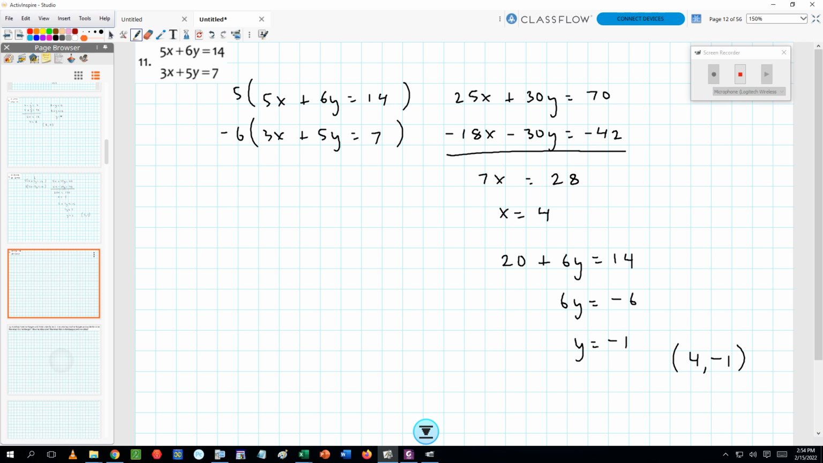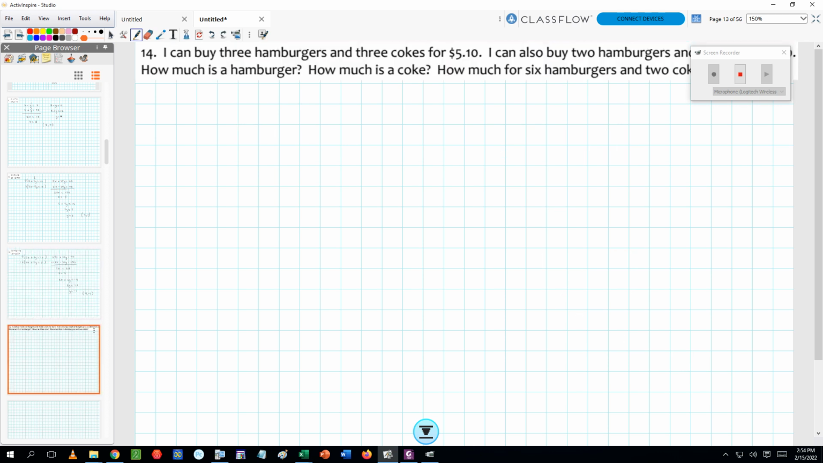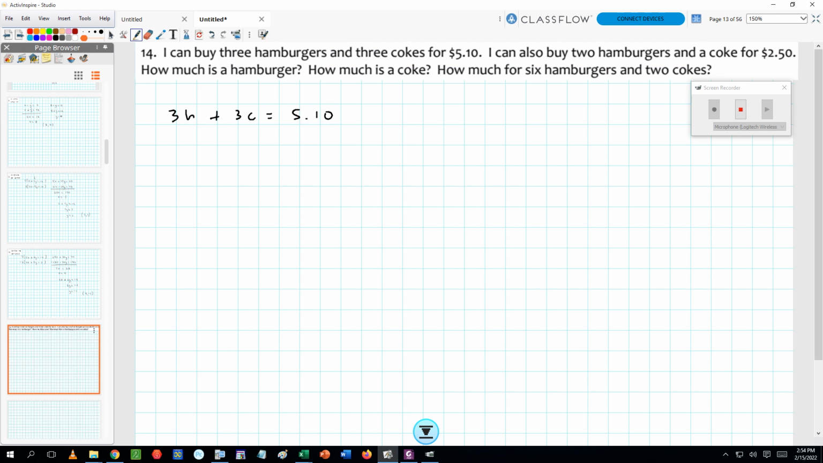Let's do a word problem. I can buy 3 hamburgers and 3 Cokes for $5.10. So I'm going to use H's and C's. 3 hamburgers, 3 Cokes, $5.10. I can also buy 2 hamburgers and a Coke for $2.50. How much is a hamburger? How much is a Coke? And how much for 6 hamburgers and 2 Cokes?